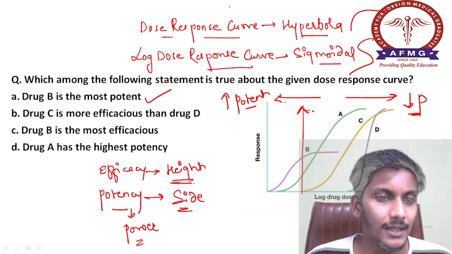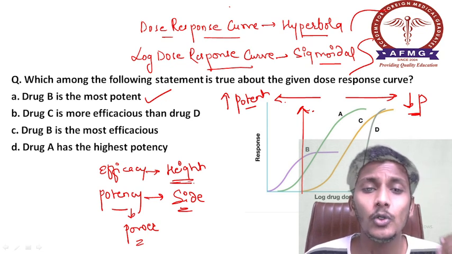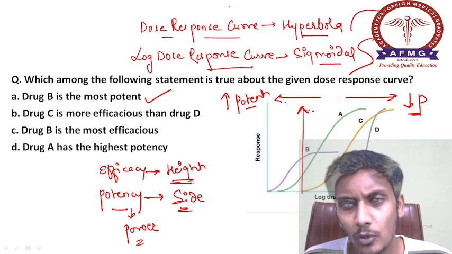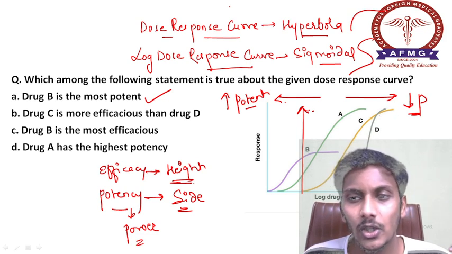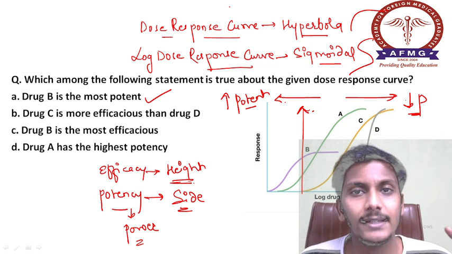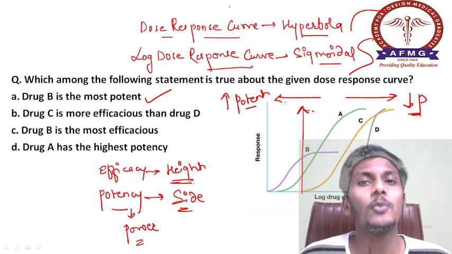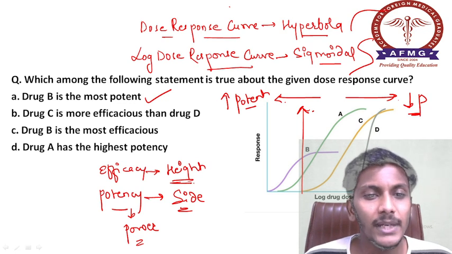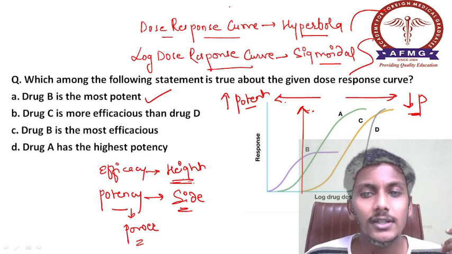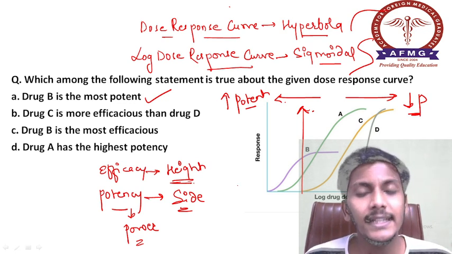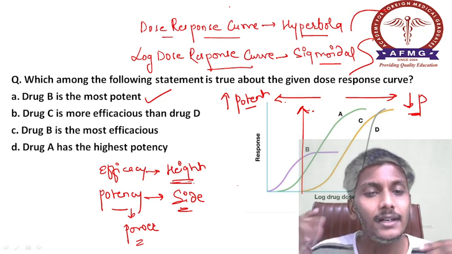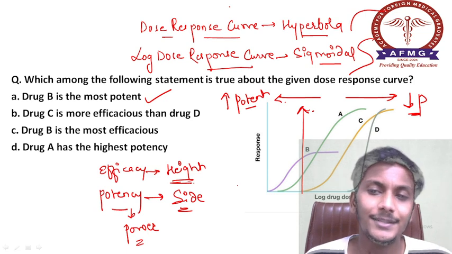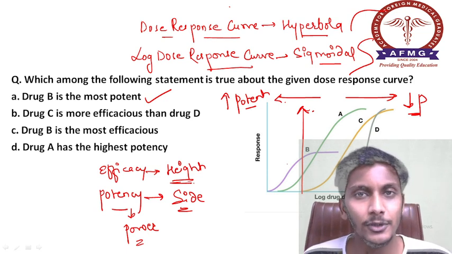Let's look at the other statements. Drug C is more efficacious than drug D. Is it so? No. Look at the height: D's is greater, so drug D would be more efficacious than drug C. Then option C: drug B is the most efficacious. Never. Drug B is rather the least efficacious because its height is the lowest. And the last option D: drug A has the highest potency. Does drug A have the highest potency?